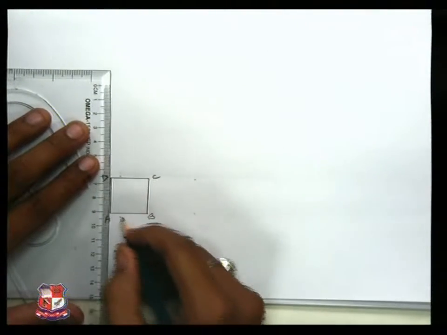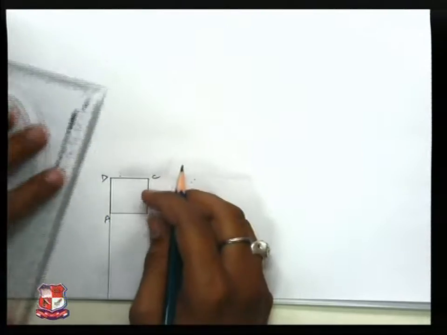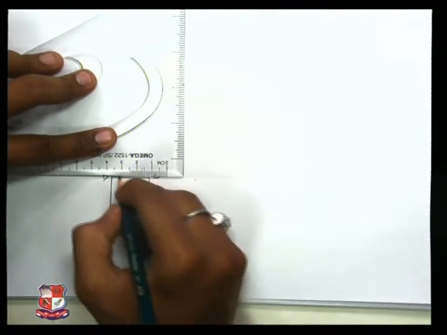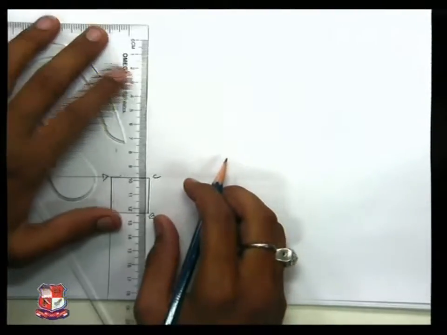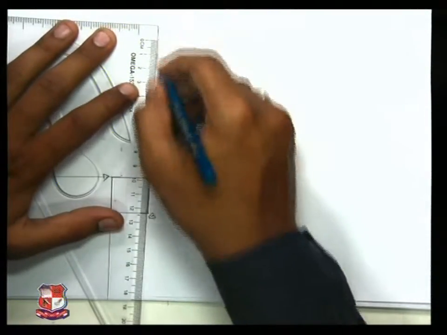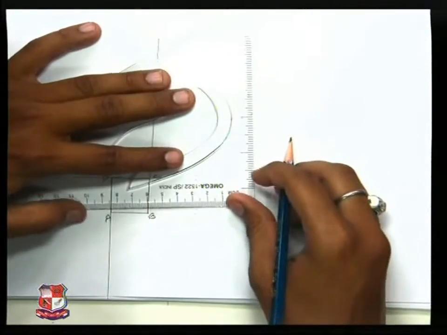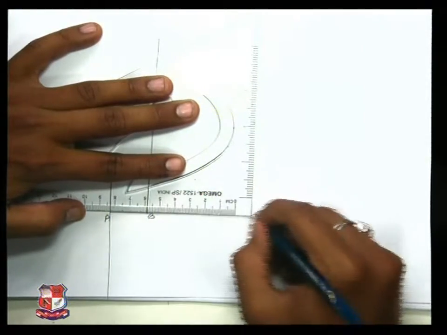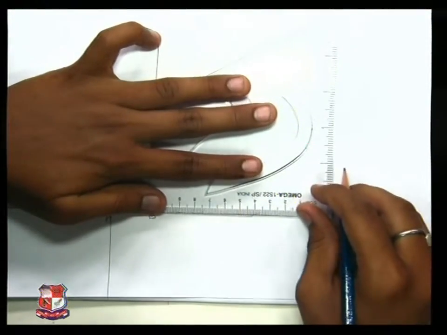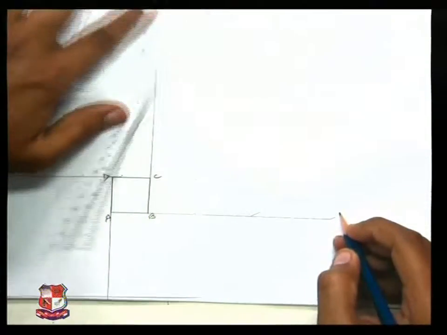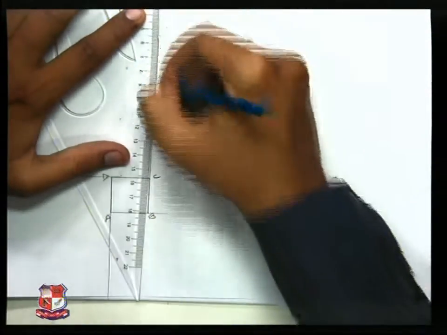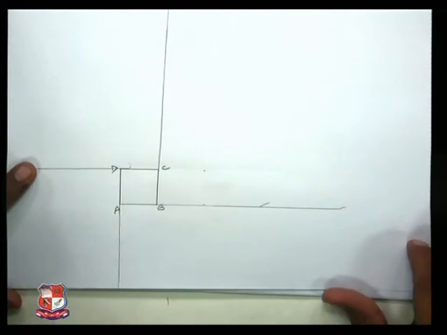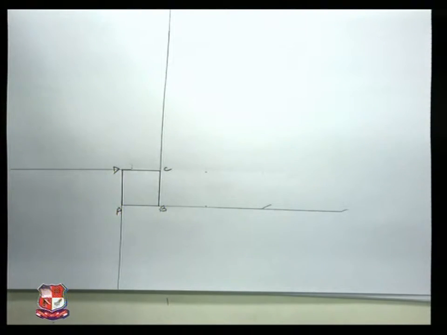Now extend each line: extend AD, extend CD, extend BC, and extend AB line as well. Like this, extend the lines. Now, a very simple method.